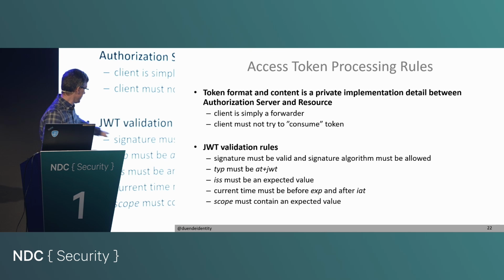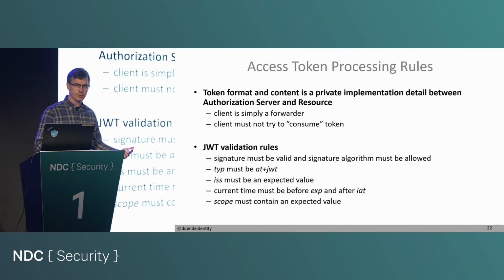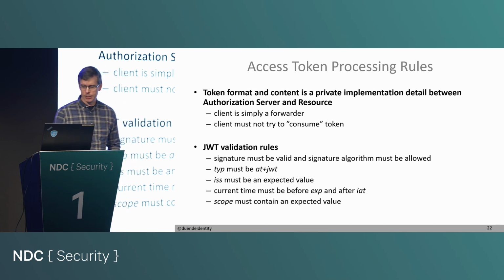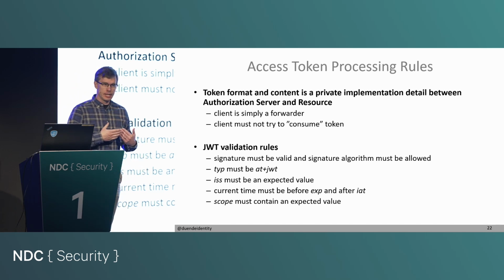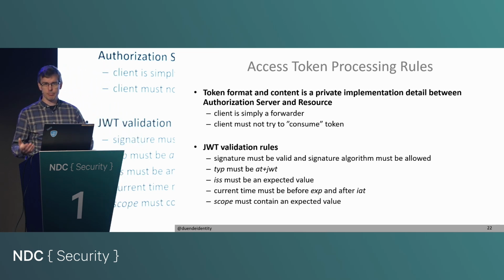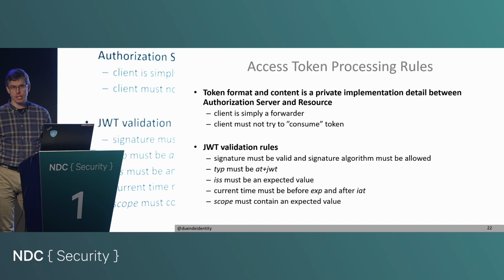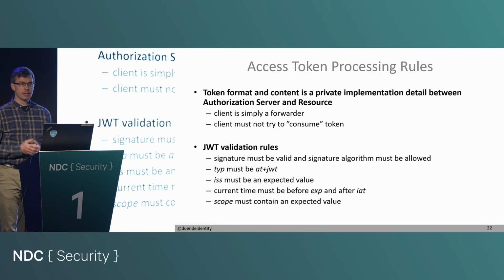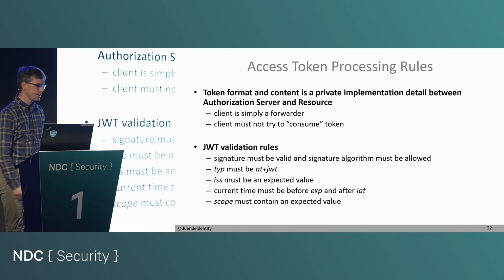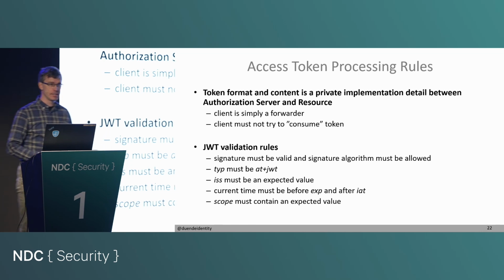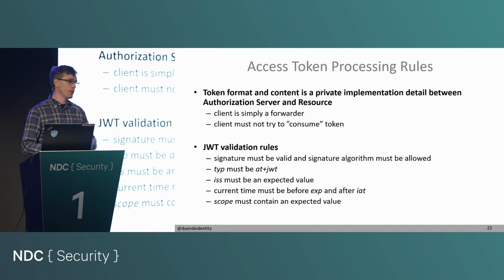The issuer must be an expected value. And why do we need to check the issuer for an expected value if we also check the signature? Well, in the case of multi-tenancy, such as Azure AD, each Azure AD tenant gets their own issuer, but Azure AD has a common set of signature keys. So the signature might validate, but it turns out it was not my Azure AD tenant that issued it, but someone else's Azure AD tenant. The current time must fit, and the scope must be an expected value, so I'm not accepting access tokens that were meant for another API.